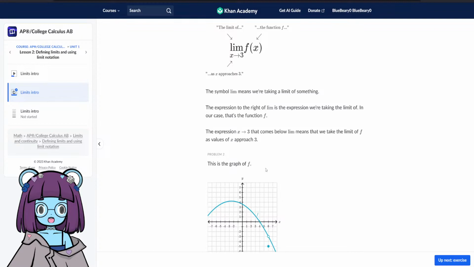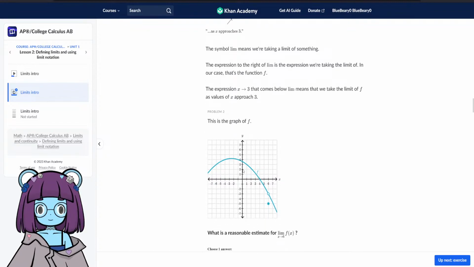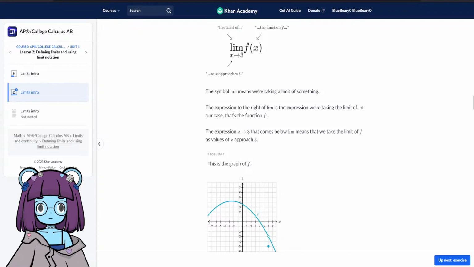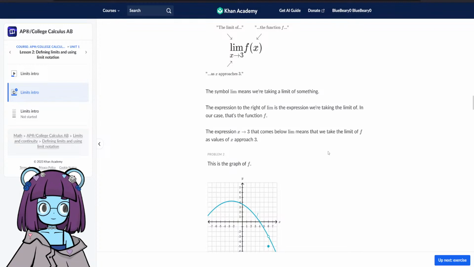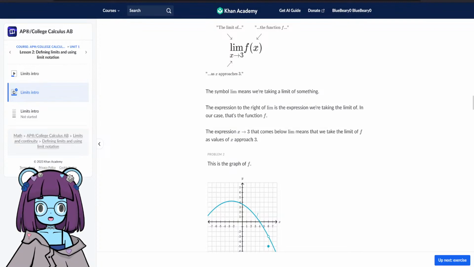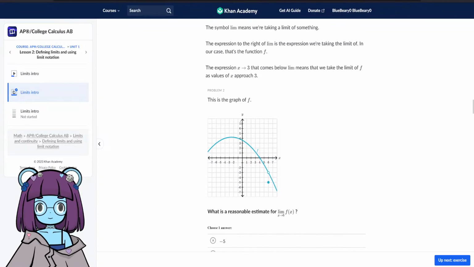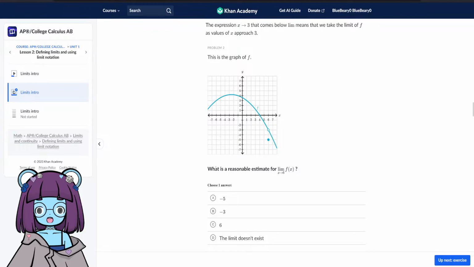But this one, I feel, because it's very visual, I feel like I could get this really easily. The expression of x as it approaches 3 that comes below the limit symbol means that we take the limit of f as values of x approach 3. This is the graph of x. So what is a reasonable estimate for the limit of f of x as it approaches 6?